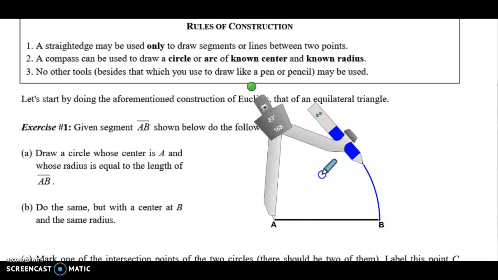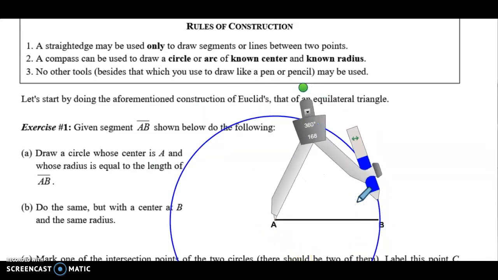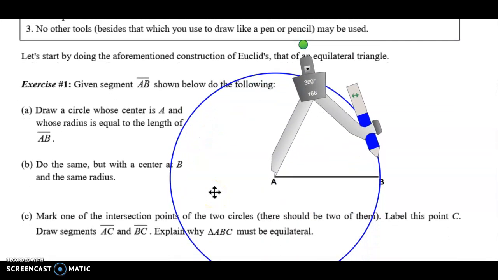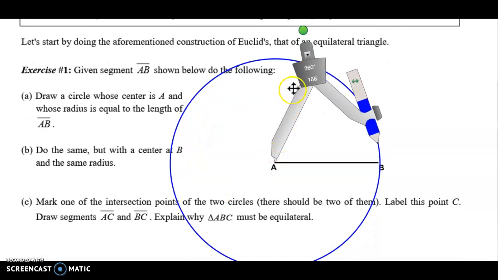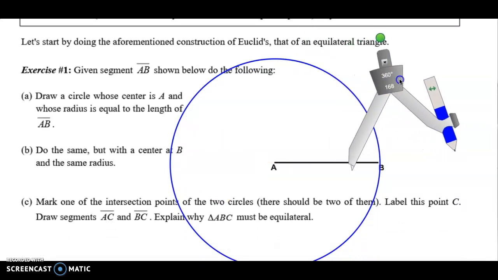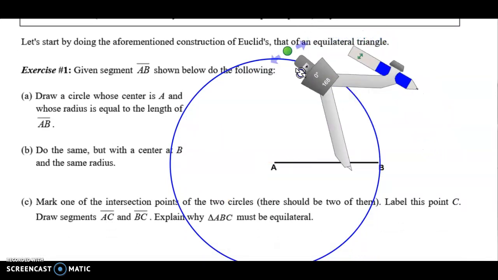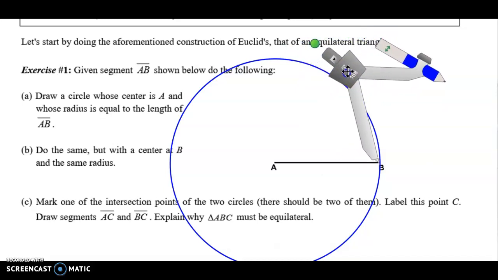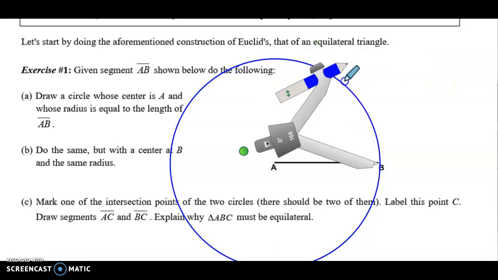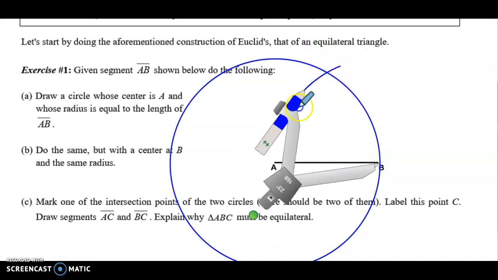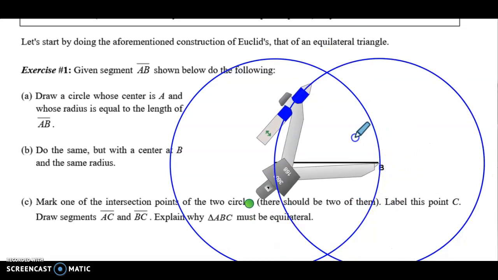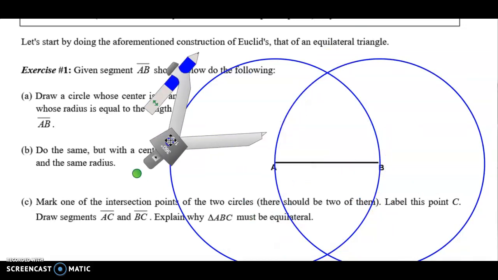So I'm just going to take my compass and draw a circle. Okay, so that's called circle A. Circles are named after the center point. Now I'm going to do the same thing, but I'm going to put my compass on point B, leaving the same setting. I'm not going to change it because it's already set up with the same radius of AB, and I'm going to draw a circle. There I go. Those two circles are going to intersect in 2 points.